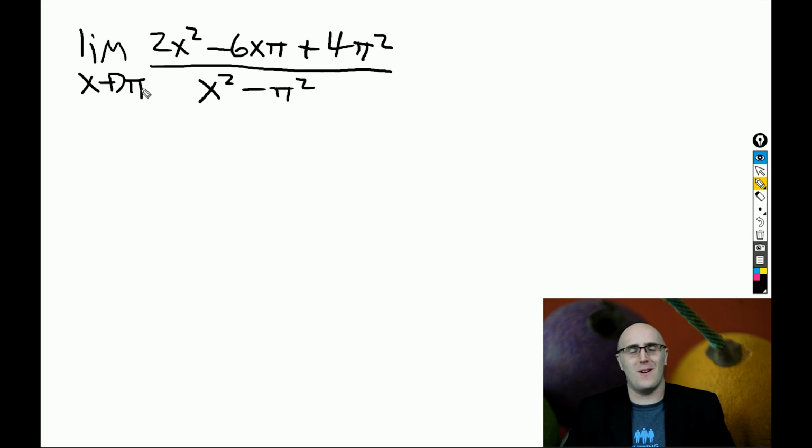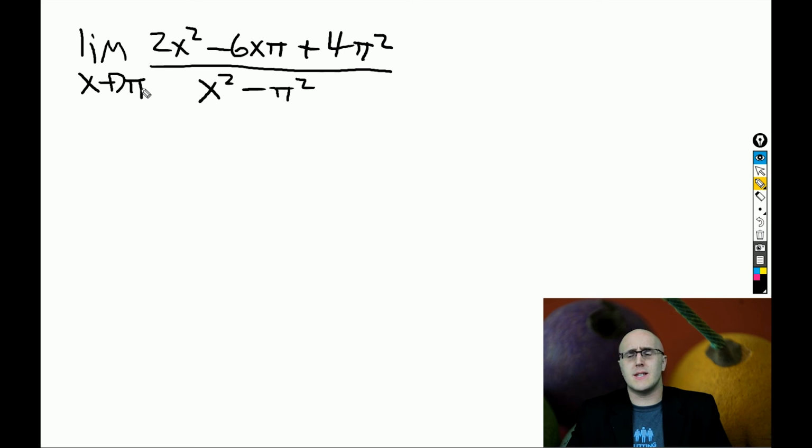Okay, so you should see this and think, holy crap, what do I do? And that's natural. It looks pretty messy, but it has a secret to it that we're going to point out here. First off, it has a hole. If you plug in pi, you get 0 on the bottom. This is why we can't just plug in pi, because there's a hole in this function. So instead, we have to do algebra to try to work out the hole. We have to algebraically remove the hole.